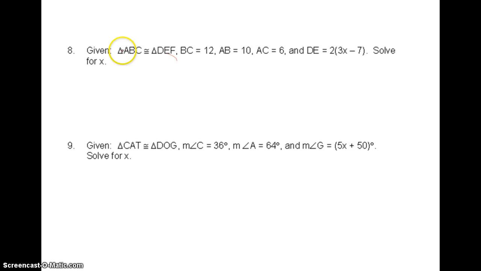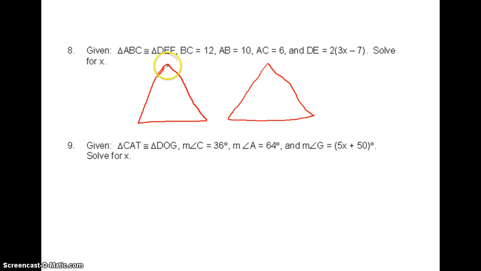Okay, number 8. Given ABC is congruent to DEF, and BC and all this stuff here, solve for X. Okay, now I'm going to draw a picture. You don't have to if you don't want to. I like to draw pictures. ABC, A, B, C. Remember, we have to put them in the same order. So D, E, F, D, E, F.